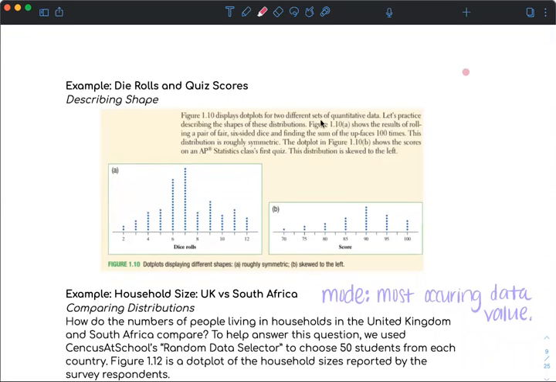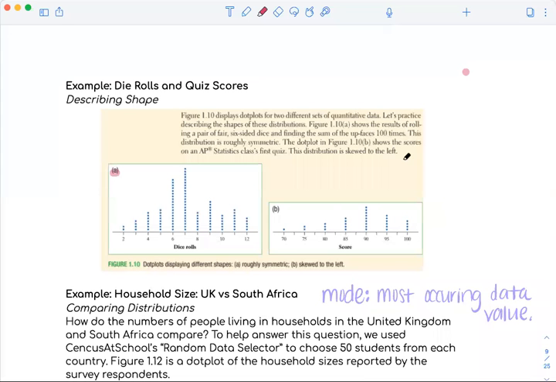Okay, so there's nothing to really write down for this one. I just wanted to discuss it. So figure 1.10a shows the results of... The distribution of this is roughly symmetric. It's not an exact mirror image, but we have a peak at the center and we have longer tails to the left and to the right.